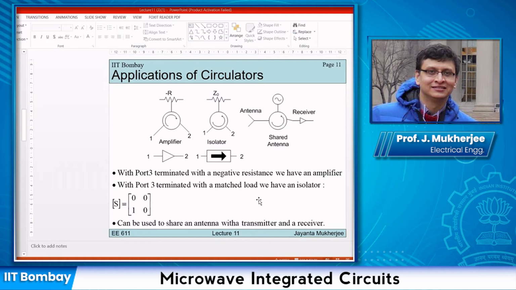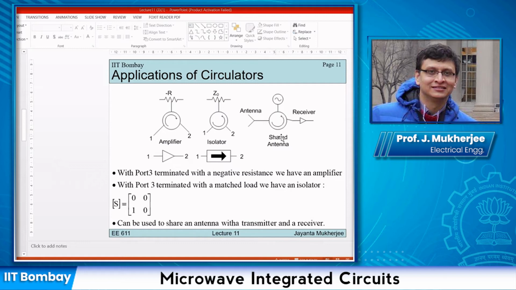And then finally, one other use of circulator is what is known as a shared antenna. For transceiver systems, we often need to use the same antenna for transmission and reception. One way to do that is either have what is known as FDD, that is frequency division duplexing, or time division duplexing. But that requires a lot of time and frequency resources. We have to have double the number of channels that are actually used, one set of channels for the transmitter and one set of channels for the receiver.